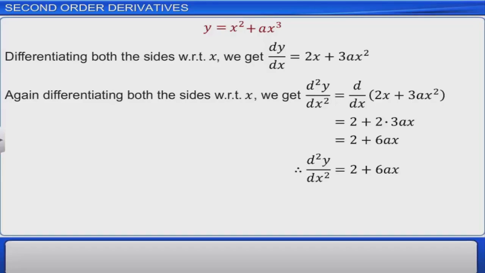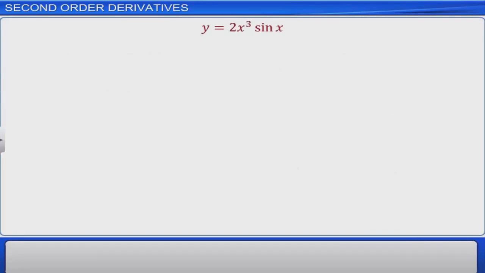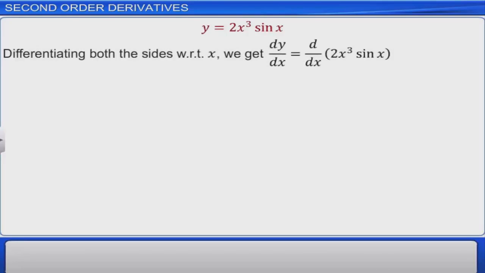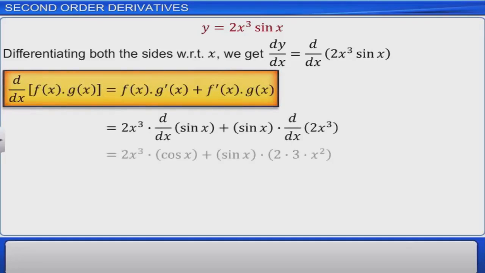Next, let's find the second order derivative of y is equal to 2x cubed into sin x. Let's first differentiate both the sides with respect to x. Clearly, the right-hand side is a product of two functions. By the product rule, we get 2x cubed into cos x plus 6x squared into sin x.